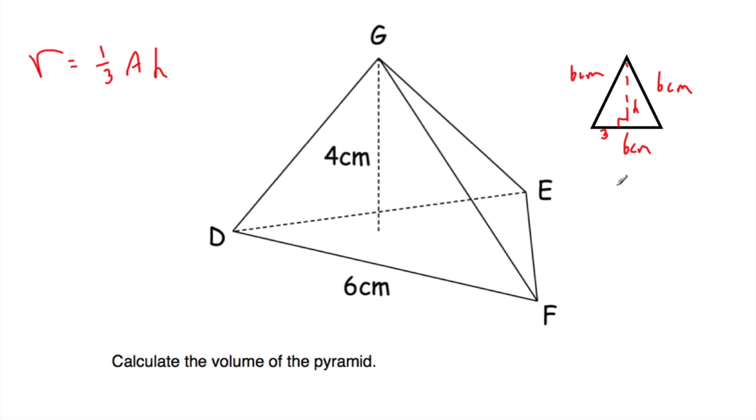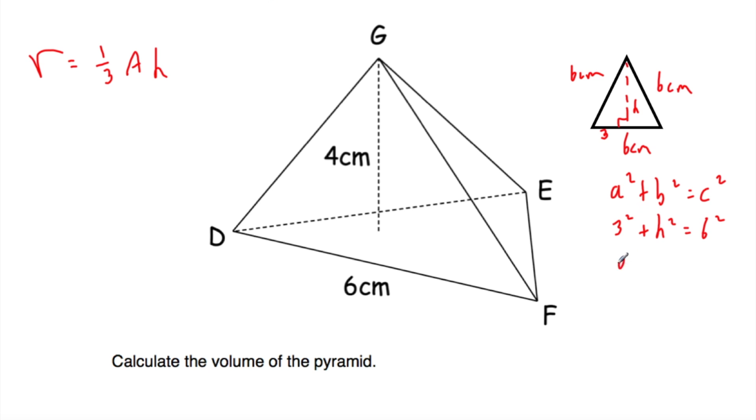So remember, Pythagoras' theorem is a squared plus b squared equals c squared. A and B are the two shorter sides, and for this right angle triangle here, the two shorter sides would be 3 and h, and the longest side would be the 6. So let's substitute in the values. Instead of a squared, we've got 3 squared, plus instead of b squared, we've got h squared, and instead of c squared, the longest side, that'll be 6 squared.